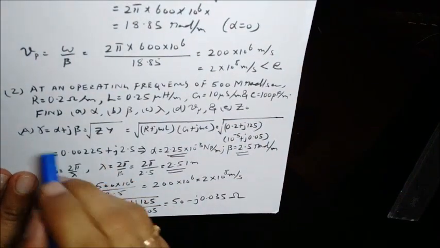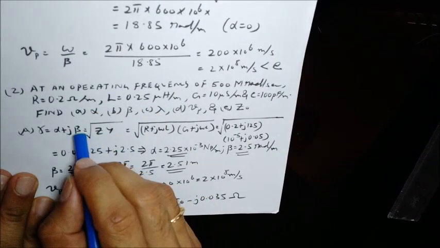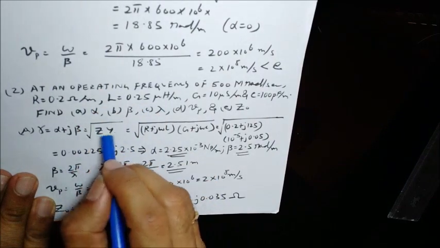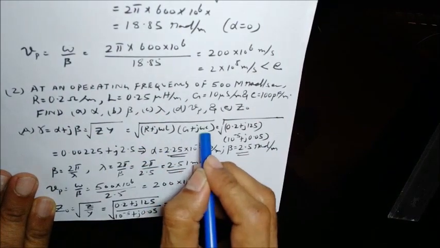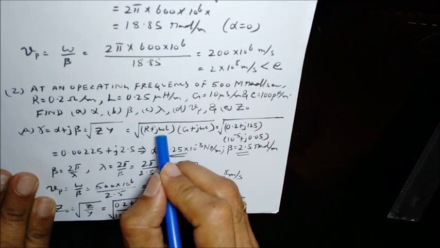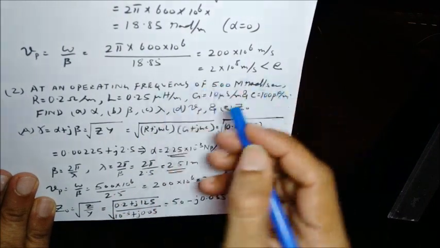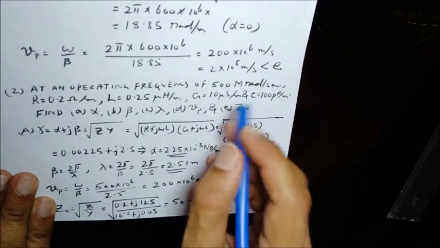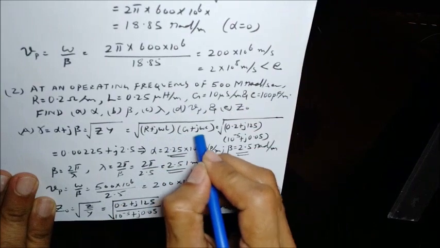So one by one, gamma is alpha plus j beta, as we know already. That is under root z into y, where z is r plus j omega L, y is g plus j omega c. All these are given in the data. R is given, omega is given. Remember, frequency is given as omega. You don't have to convert it to omega now, thinking that it is in frequency. It is already in radians per second. So R plus j omega L into g plus j omega c.